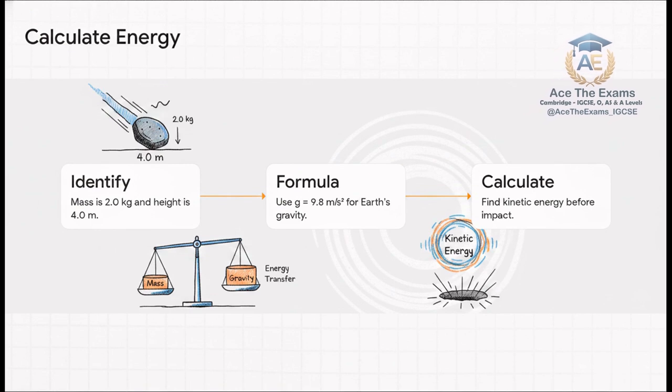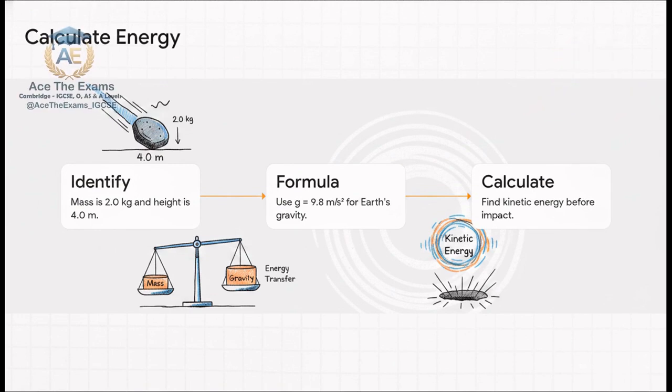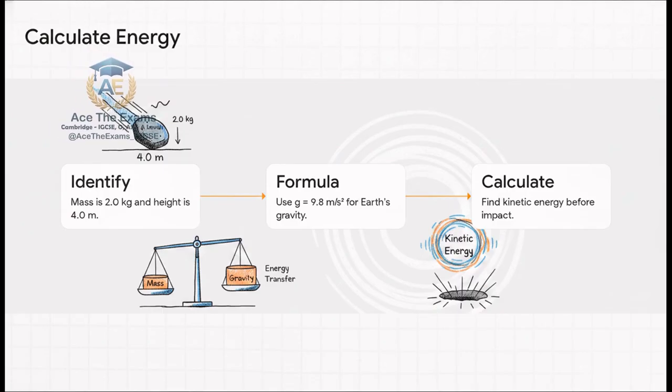Just a falling object. Imagine a stone with a mass of 2.0 kilograms being dropped from a height of 4.0 meters. How much kinetic energy does it have right before it hits the ground? Well, it's just a clean transfer of energy. We take the mass of 2.0, we multiply it by the Earth's gravitational pull, which is 9.8 meters per second squared, and then multiply that by our height of 4.0 meters. Basically, that initial gravitational potential energy converts entirely into kinetic energy, giving us roughly 78.4 joules of energy right before impact. It's all just beautifully balanced accounting.